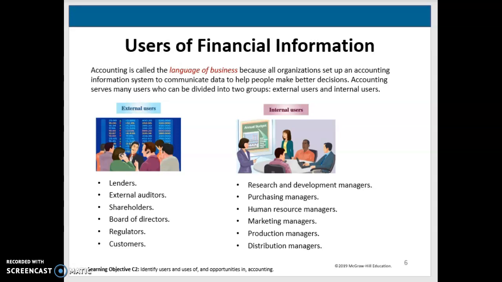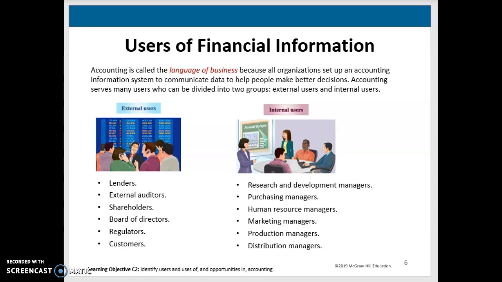They're going to include our shareholders or investors. They're going to include lenders, external auditors, the board of directors, customers, non-managerial and non-executive employees, our suppliers, our regulators, and lawyers. They're going to have limited access to the organization's day-to-day information, but their decisions depend on information that is relevant, reliable, and comparable.